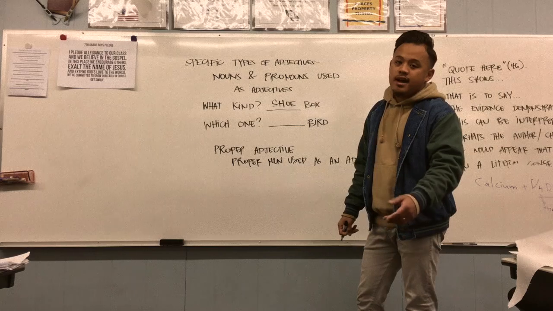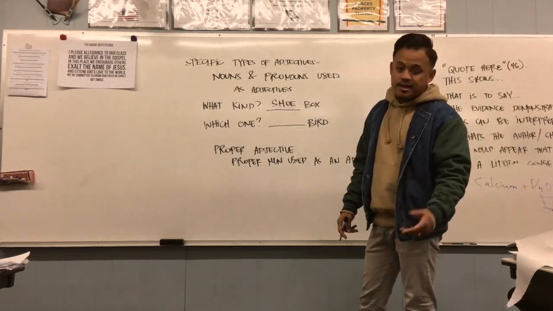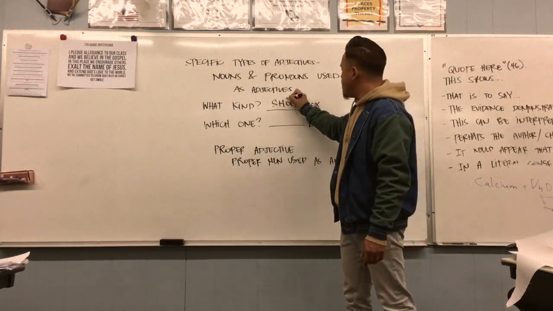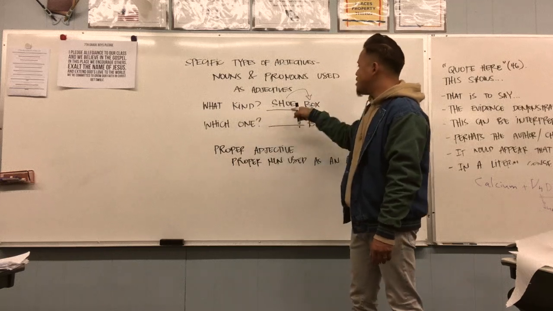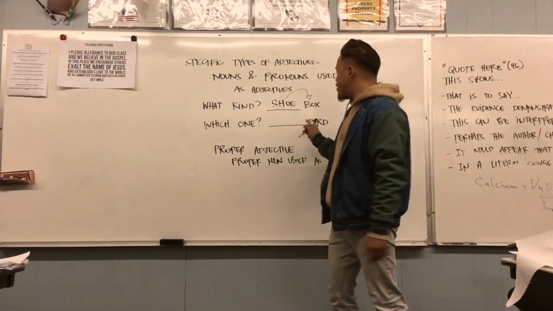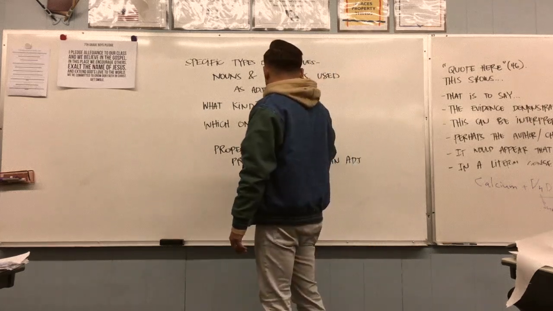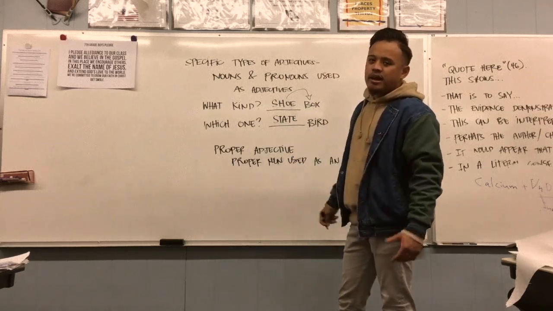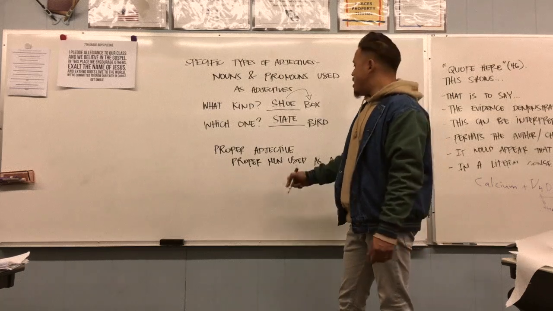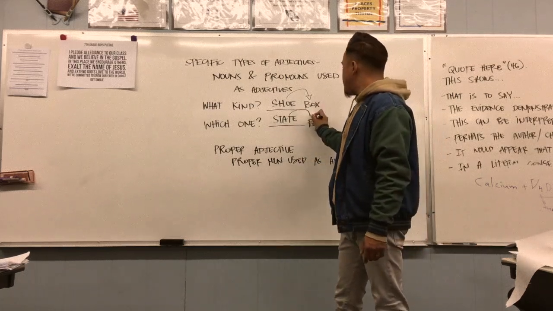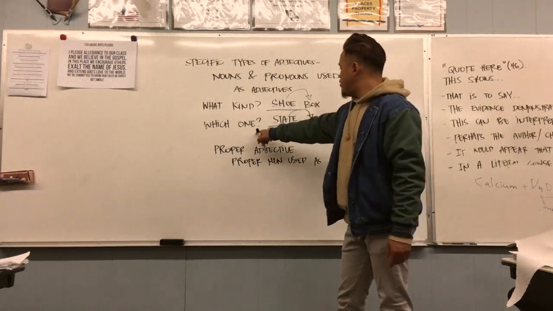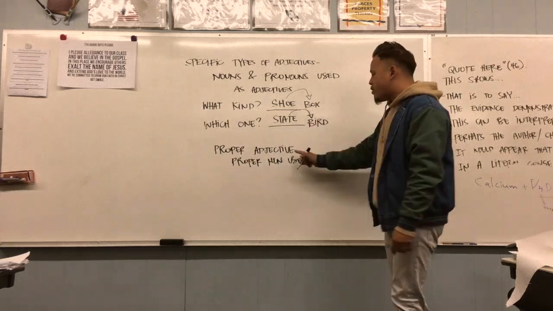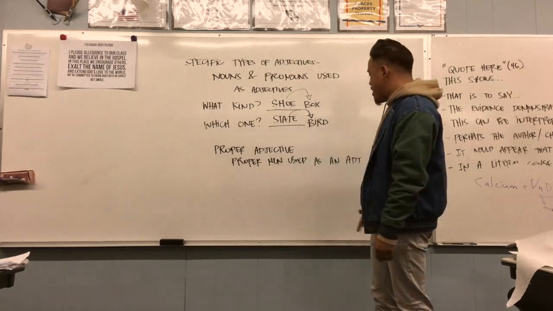Shoe, that is a noun, right? I'm wearing a shoe, that's a noun. However, if I put it in front of the word box, shoe box, shoe is describing what kind of box? A shoe box. Make sense? Well, what about bird? State is also a noun, right? I live in the state of California. But if I put it before the word bird, that is an adjective. Which one? Which bird am I talking about? I'm talking about the state bird. Does that make sense?